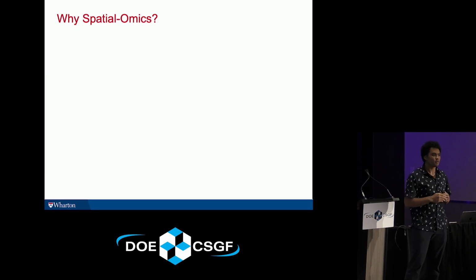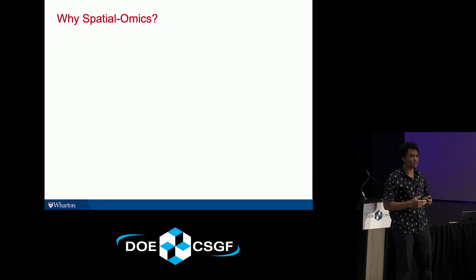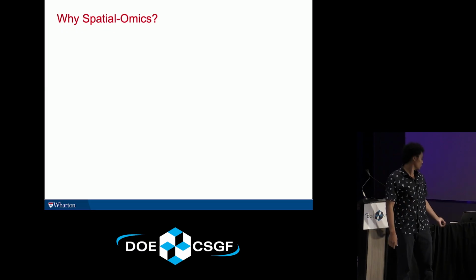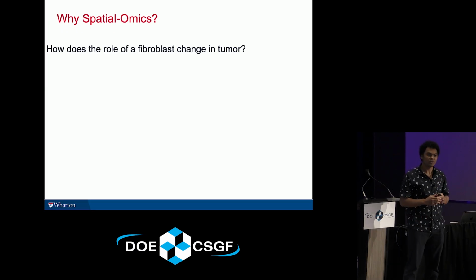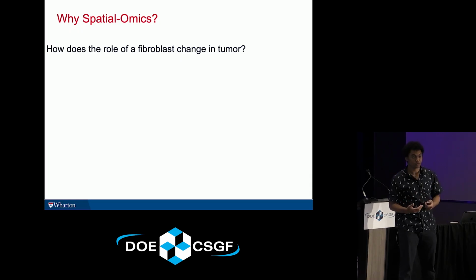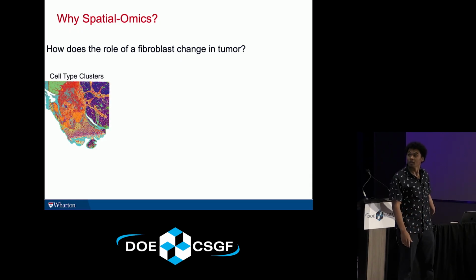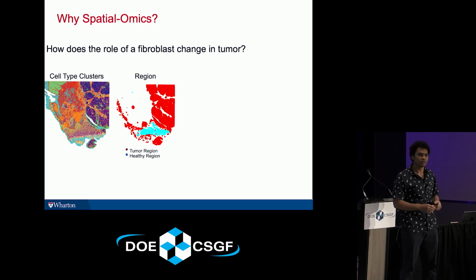And the reason why we really care about this spatial dimension is that a lot of the functions of our cells differ depending on their context. For example, regions of the brain or a diseased tissue versus a healthy tissue. So with spatial data, we can ask a question of how the role of a fibroblast changes when it's near a tumor. So we start with our cancer data, and we can define regions.